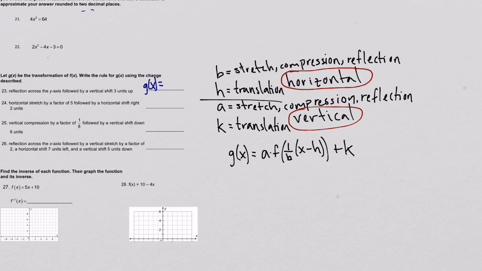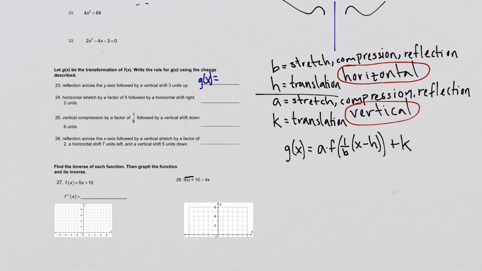Think about it. You're jumping over the y-axis. Here's the y-axis. Here's your graph. And you're going to reflect it over to this side like that. So you're jumping over the y-axis. That's a horizontal reflection, which means that you have a b. b is negative in this case. Negative. And then followed by a vertical shift, it says, of 3 units up. That's k.